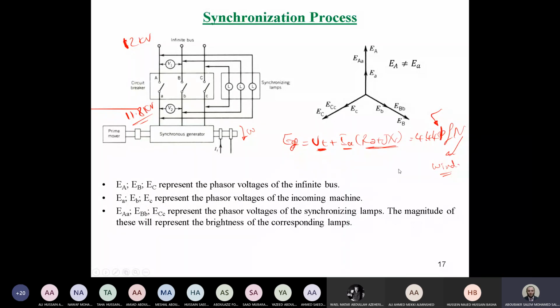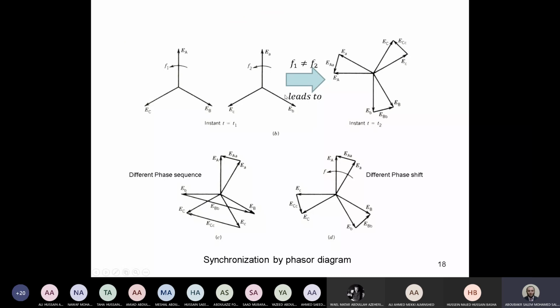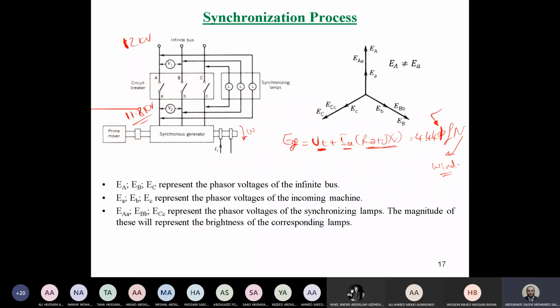Okay. Now, guys, if we would like to do this in the laboratory, assume we have a generator like that and we have an infinite bus. In order to detect the four conditions, as you can see, if the voltage is not equal, it leads to delta V. If the frequency is not equal, it also leads to delta V. If the phase shift is not equal, it leads to delta V. If the phase sequence is not equal, it leads to delta V. So all cases lead to a voltage difference.